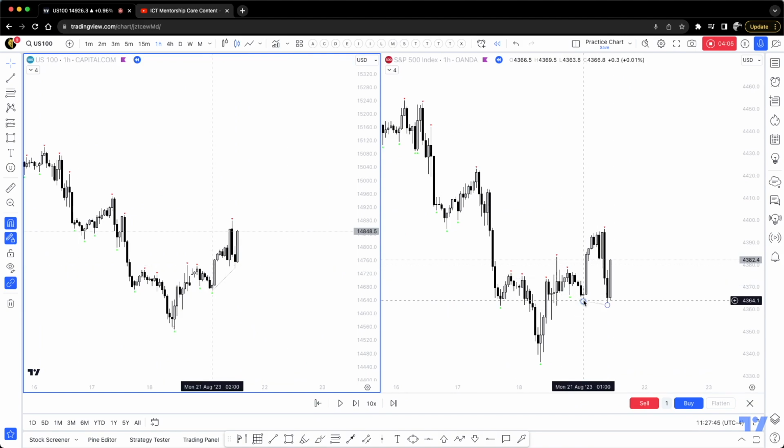And this is a low and another lower low. In this case, it created a first lower low. So it's going to the downside right here, and right here it's going to the upside.